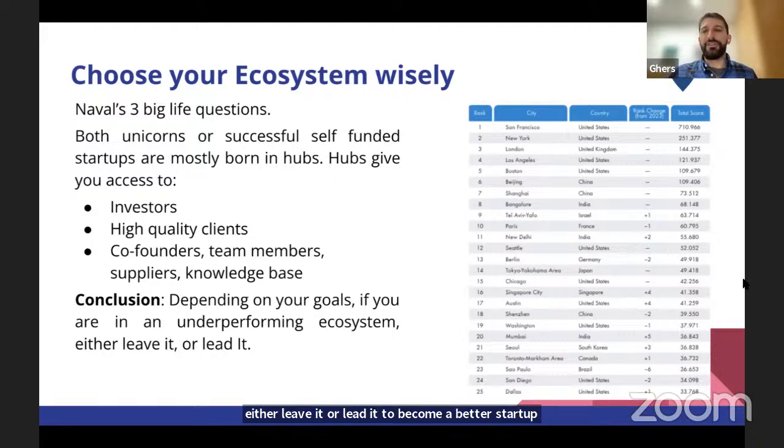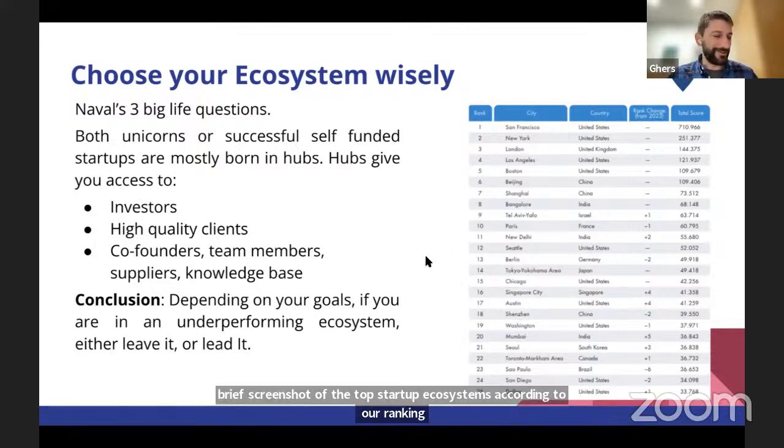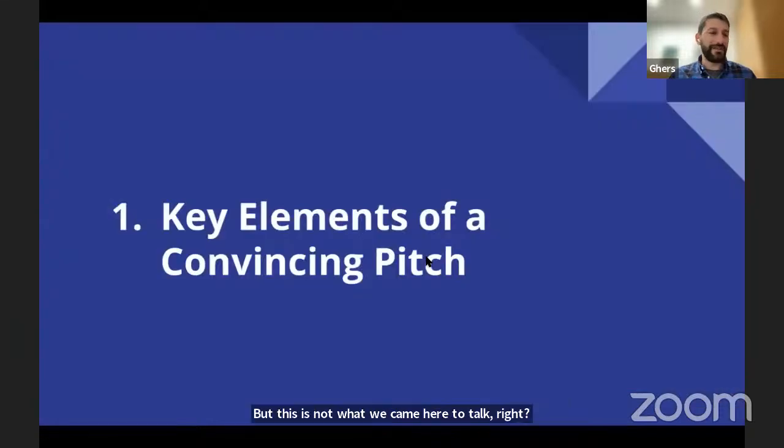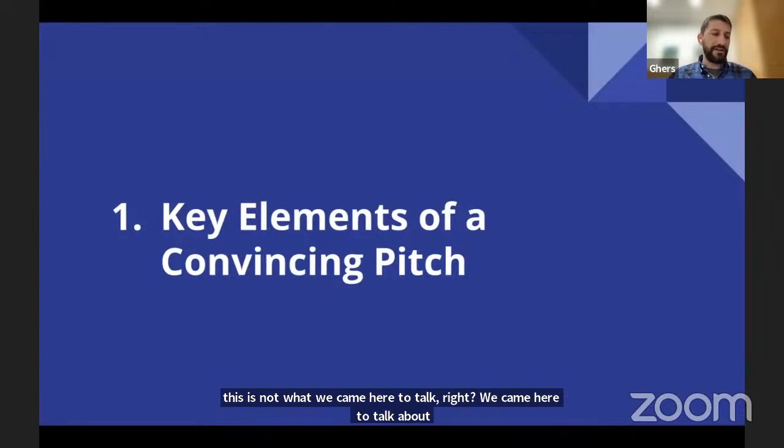Okay, so this is a brief screenshot of the top startup ecosystems according to our ranking. But this is not what we came here to talk about, right? We came here to talk about pitching for startups. So what are the key elements of a convincing pitch?